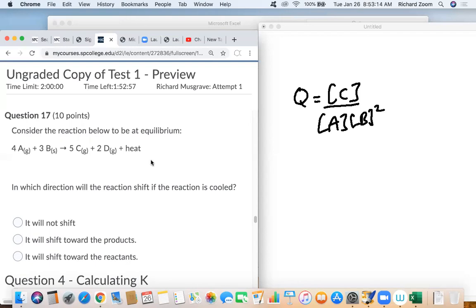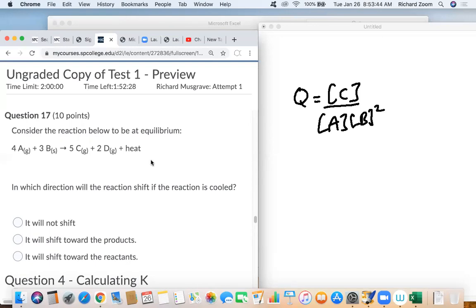If it's cooled, Alexandra, yeah. If you were heating the reaction mixture, it would be the opposite. It would go towards the reactants. Okay, so if the question says the reaction is cooled, then it's towards the product, but if it's heated, then it's towards the reactant. No, it depends on where the heat is in the reaction, Alexandra. If the heat is on the product side, yes, that's true. If the heat's on the reactant side, the reverse is true.